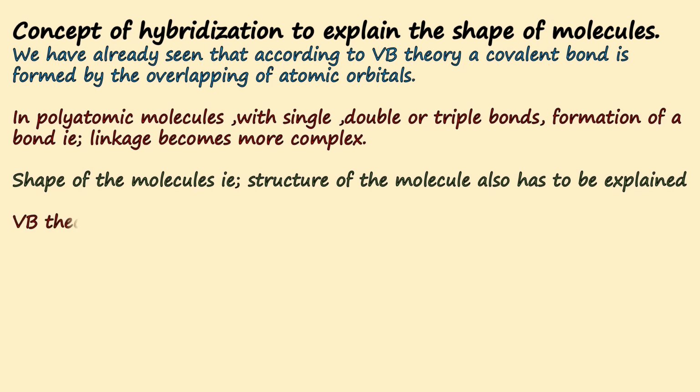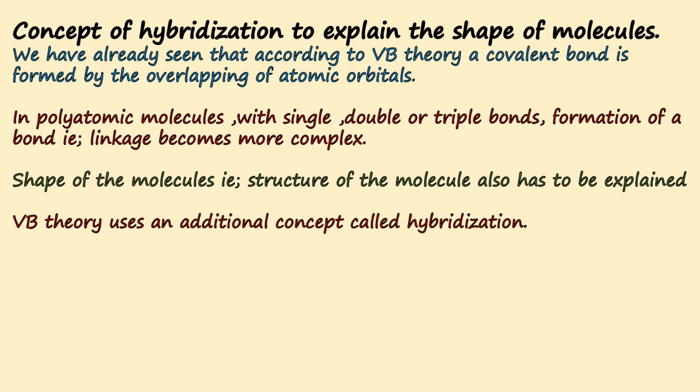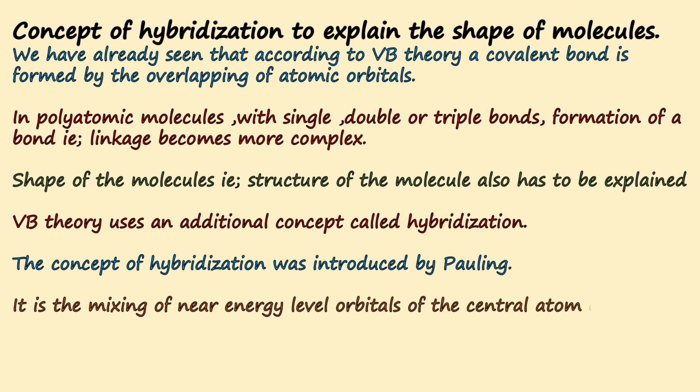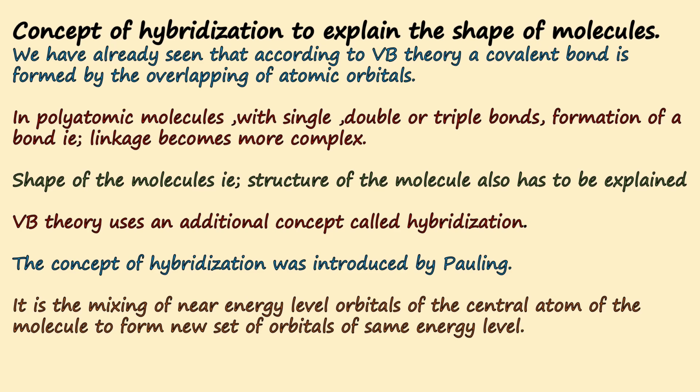In order to explain this structure, valence bond theory uses an additional concept called hybridization. What is hybridization in chemistry? To understand this, we have to recall what we mean by orbital. We have already discussed orbital. If you have any doubt, please visit my channel and see the playlist named Structure of Atoms. Coming to the concept of hybridization, this concept was first introduced by Pauling. Hybridization is the mixing of near energy level orbitals of the central atom of the molecule to form a new set of orbitals of the same energy level. Orbitals of the central atom that mix have approximately the same energy, but the new set of orbitals formed will have the same energy level.